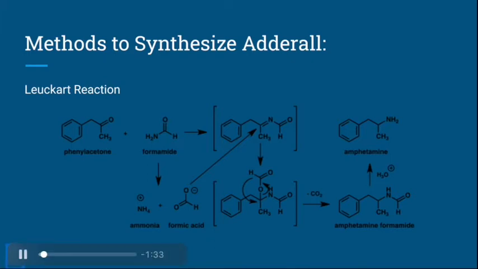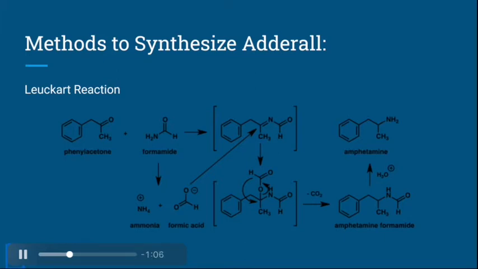So there are 6 different ways that you can create Adderall. The most common and used in industry and for illegal activities is the Leuckart reaction. So what happens is phenylacetone and formamide, or it could be formic acid, either one works, are combined to create N-formylamphetamine. So that is the intermediate in this whole reaction. That intermediate is then hydrolyzed by hydrochloric acid, and then that product is extracted with organic solvent.